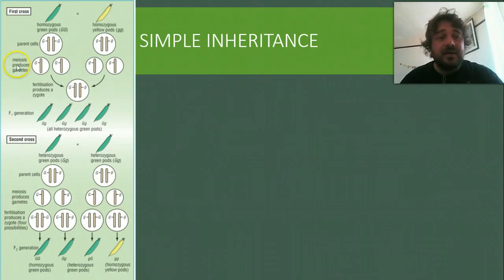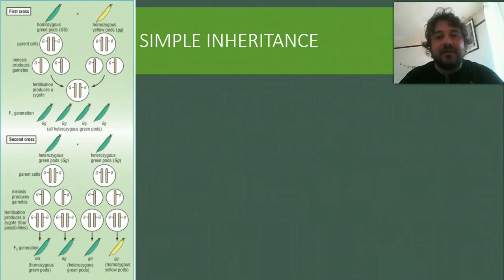Okay, this diagram here, we're going to look at this a lot. It's in your textbooks. You can go back to it anytime you want. You don't need to draw it. So we have first cross, second cross. A cross is quite simply when we get one parent and we breed them with another parent. So you guys are the first cross of your parents.